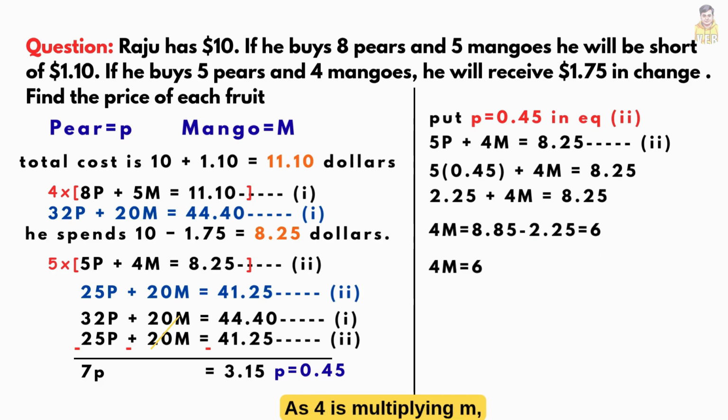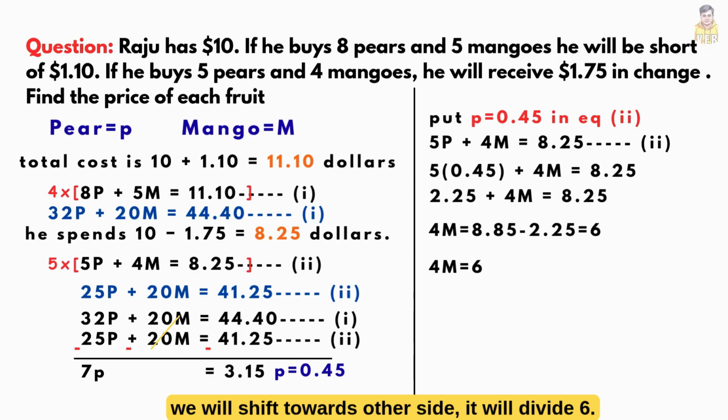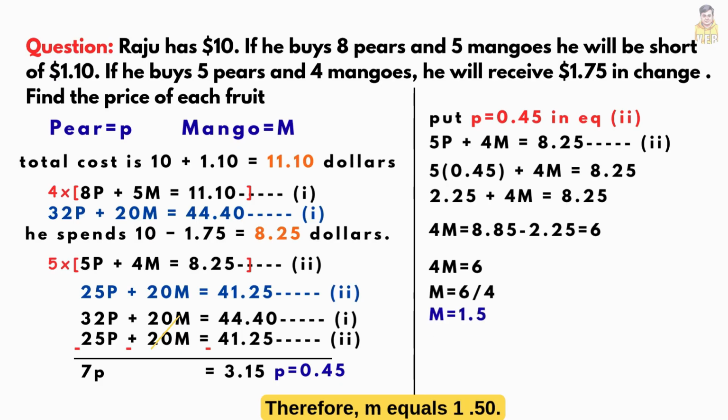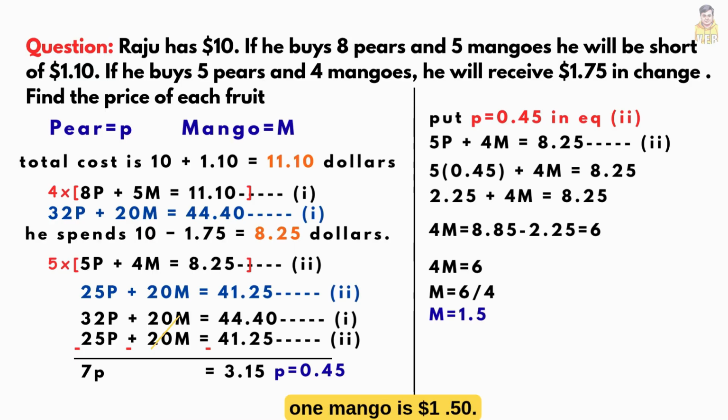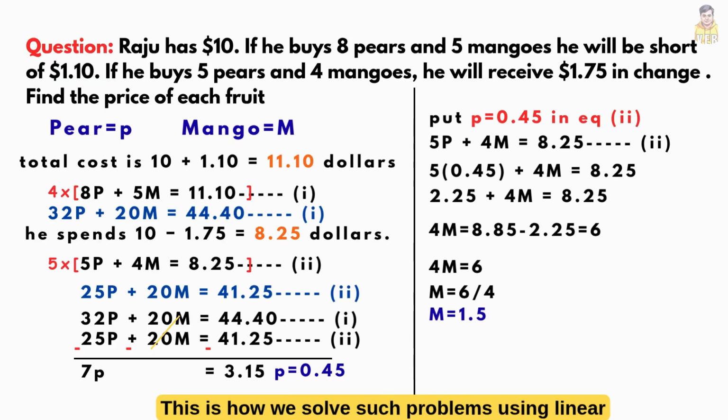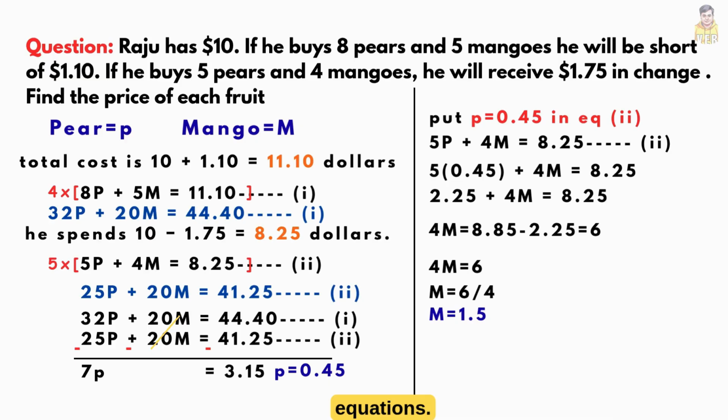As 4 is multiplying M, we will shift it to the other side, where it will divide 6. Therefore, M equals 1.50. So, the price of 1 pear is 45 cents and the price of 1 mango is $1.50. This is how we solve such problems using linear equations.